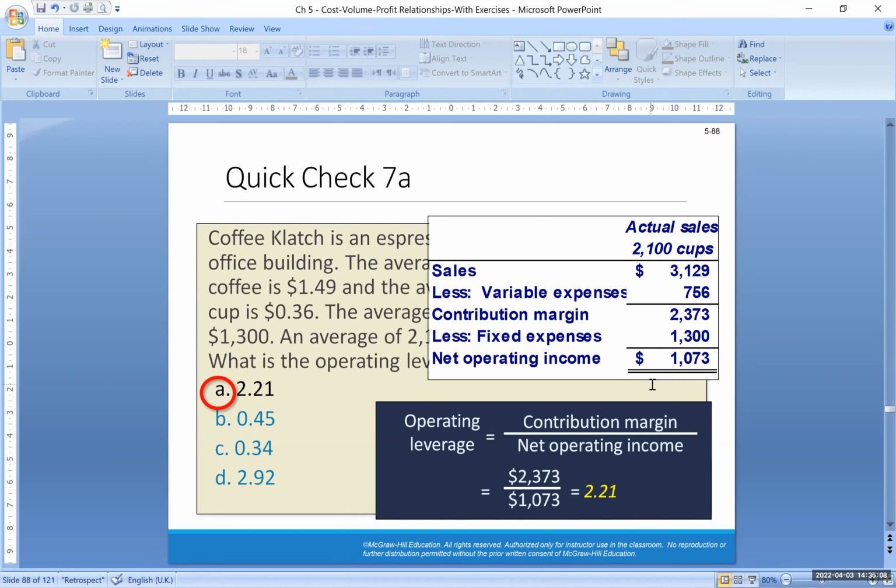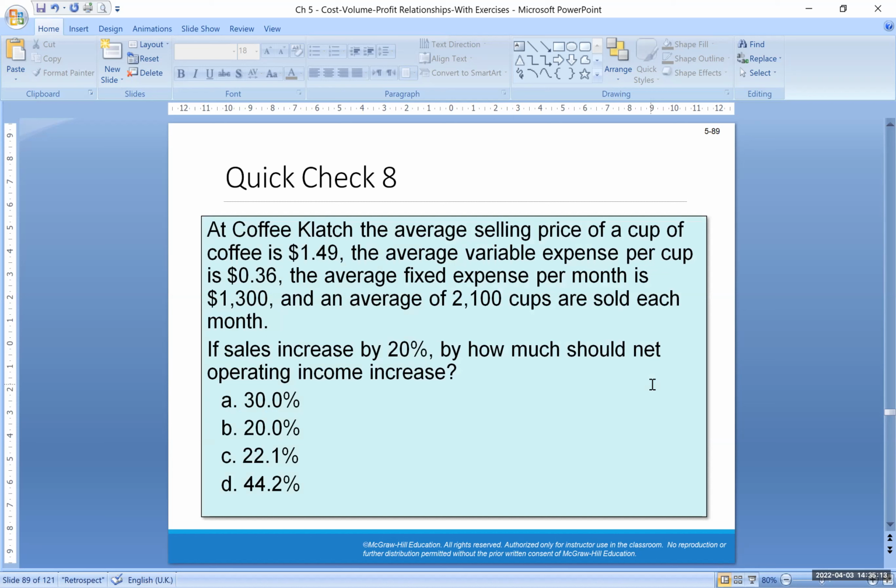The next and the last quiz for this topic. At Coffee Clash, the average selling price of a cup of coffee is 1.49. Average variable expense per cup is 0.36. Average fixed cost is 1,300, and an average of 2,100 cups are sold each month. If sales increase by 20%, by how much should net operating income increase?